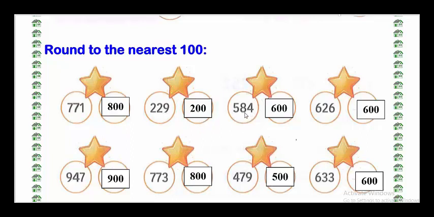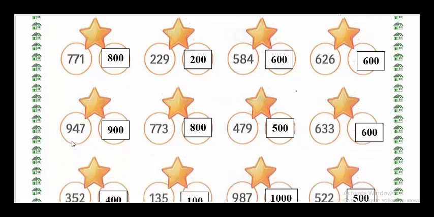584, where are the tens? 8. 8 is a rich number, so 5 will be 6, the answer will be 600. 626, tens is 2. 2 is a poor number, so 6 will be the same, 600. 947, 4 is a poor number, so 9 will be the same, 900. 773, 7 is rich, 7 will be 8, so the answer will be 800. 479, 7 is a rich number, so 4 will be 5, the answer will be 500.